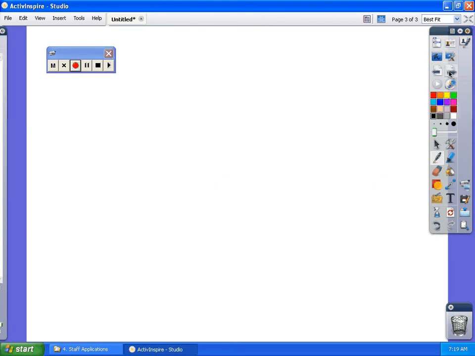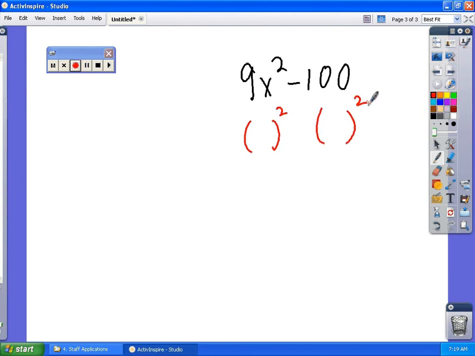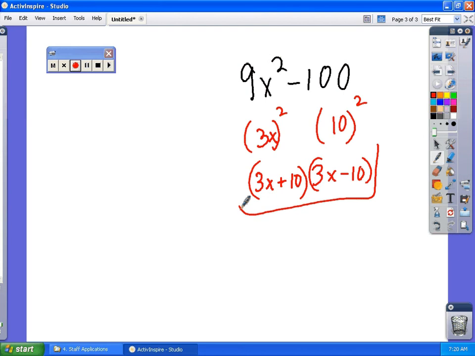The next problem says factor 9x squared minus 100. The first thing I notice is that I have a difference of two squares. So I'm going to write it as, what am I squaring? And you can only do this with subtraction. What am I squaring to get each term? Since it's the difference of two squares, I can write it as 3x plus 10 times 3x minus 10. And there I'm done. That's the factored form. That's the difference of two squares.